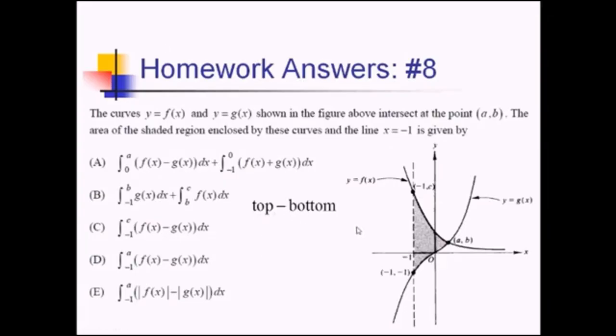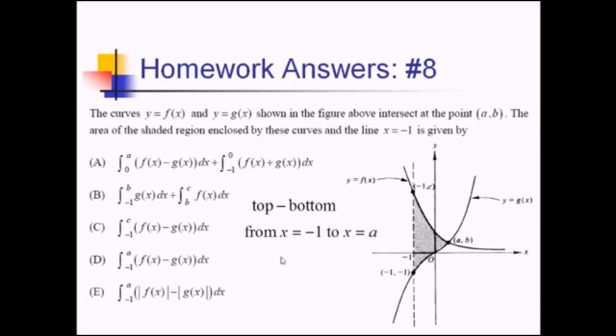So the top function is f of x, the bottom function is g of x, so we want to do f of x minus g of x for our integrand. Those are the distance strips that we want to add up that give us positive area. All right, how about the limits of integration? From left to right, we start at -1 and we're going to the x value a over here. So those are our limits of integration.